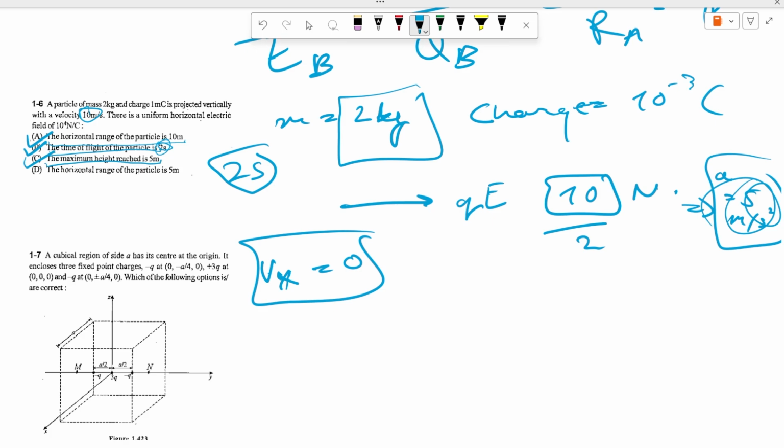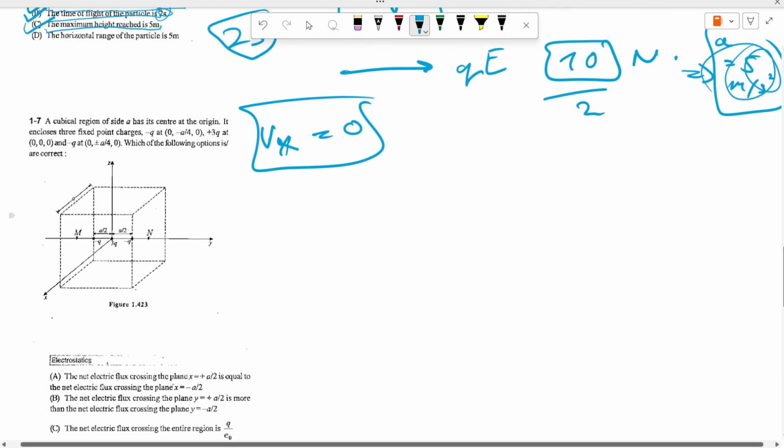Now moving on, what do we have with us? Okay. A cubical region of side A has its center at the origin. It encloses 3 fixed point charges, negative q here, and then another negative q here. So both of these are essentially forming this line segment. Okay, we just erase this.